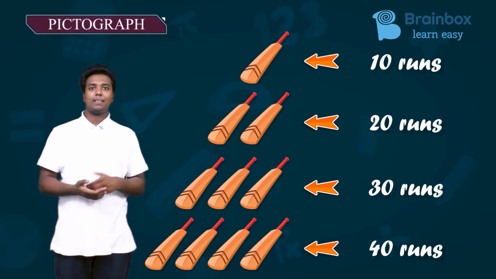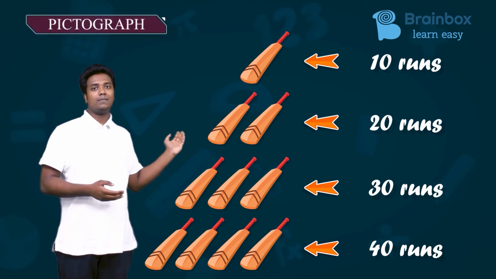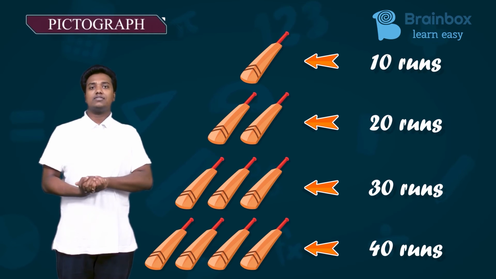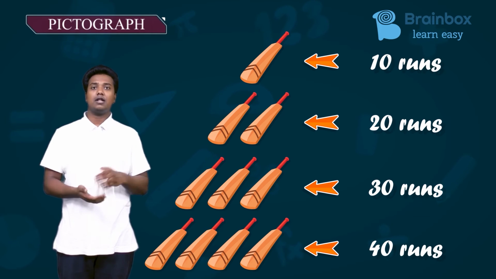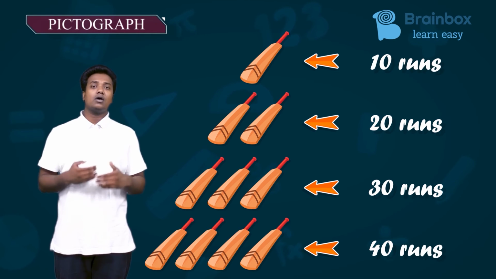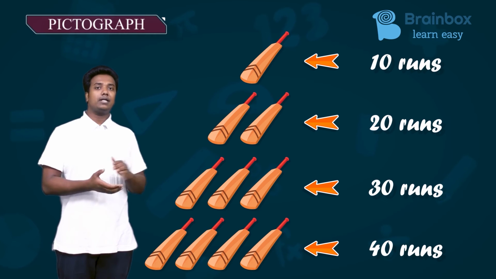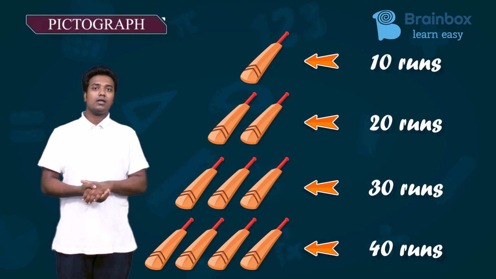Isn't this simple? Yes, right. So this is so simple. Here what we have done is we have scaled it down. Instead of considering 1 bat for 1 run, we have scaled it down so that 1 bat is 10 runs. So in this way, by scaling up or scaling down, we can easily analyze data in a pictorial form.